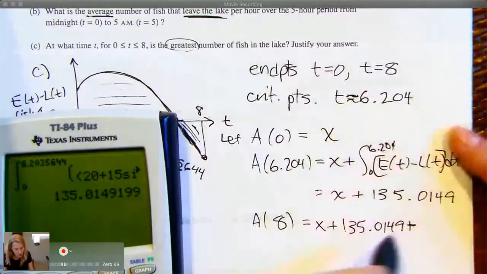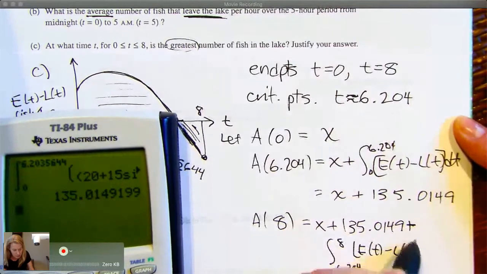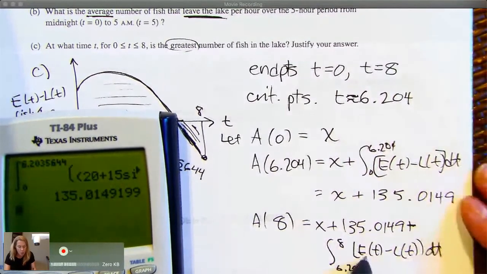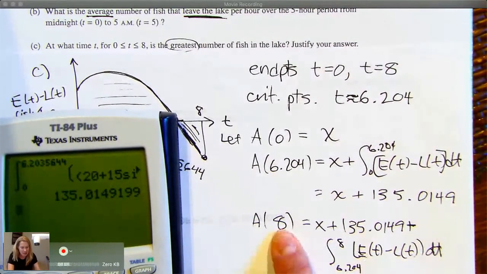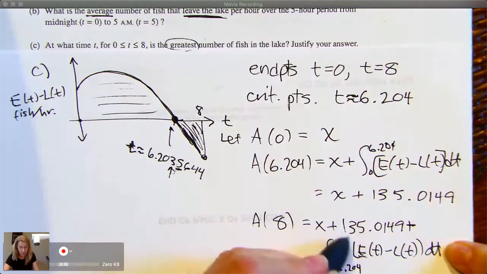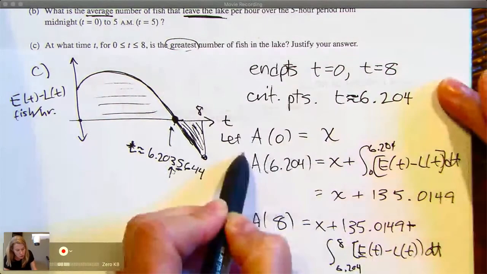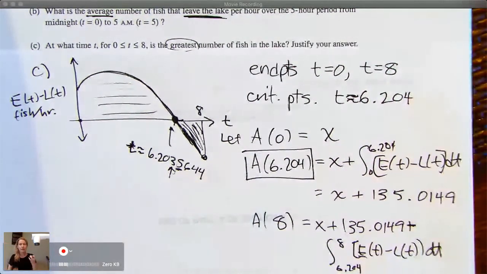plus, I guess, I'm going to integrate from 6.204 to 8, E of t minus L of t dt. But what do I know for certain at time 8 because of all this? What do I know for certain? It's less. Yes, we're going to be losing more fish here. It would definitely be less fish. And the question was, when is it the greatest number, right? So for certain, we know we had the greatest number of fish at that critical point.